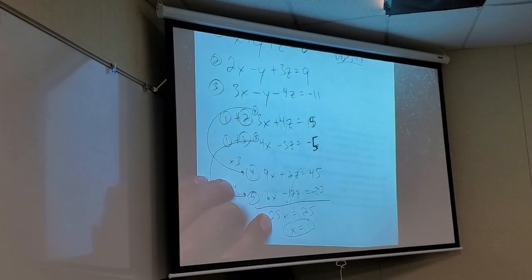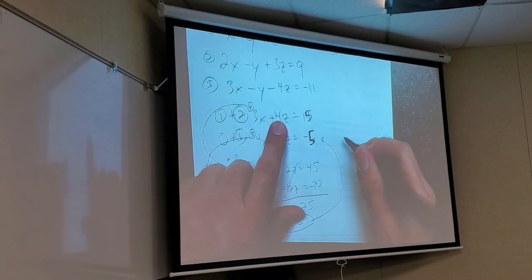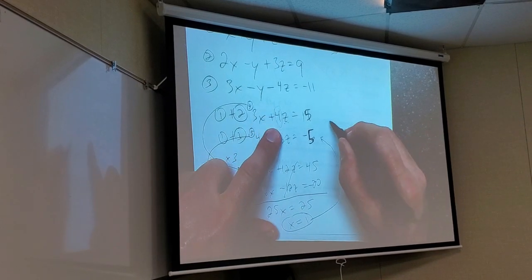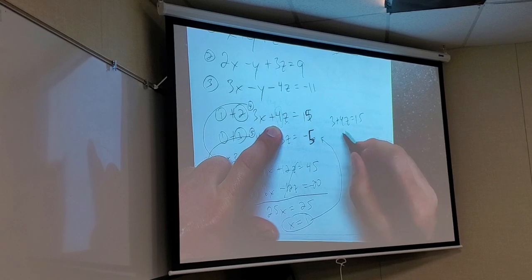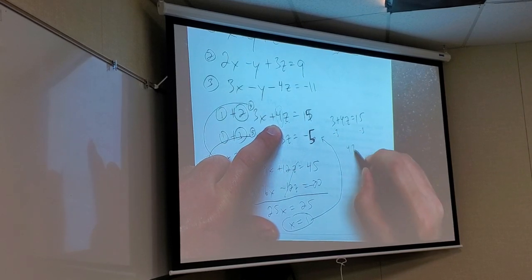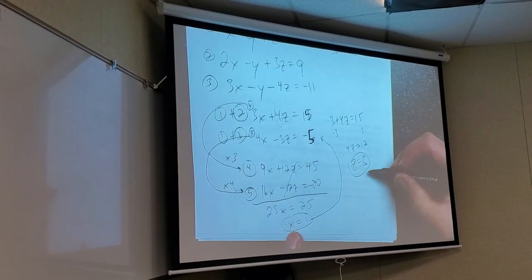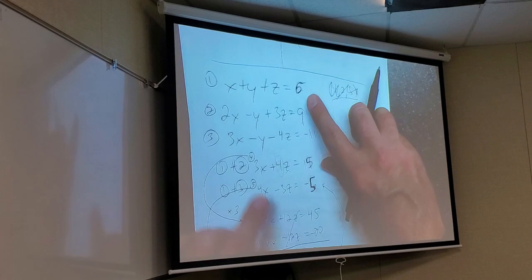So this is like, again, dominoes. I know what x is. Let me fall back one level. Now I can figure out what z is. I can pick either one of these. If I put a 1 in for x, I get 3 plus 4z equals 15. Minus 3, 4z equals 12. What's z?